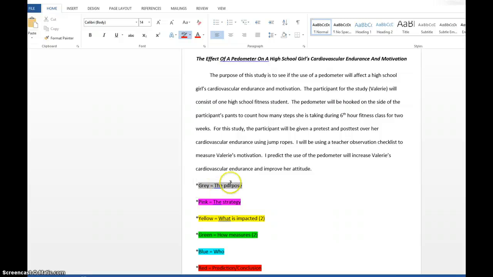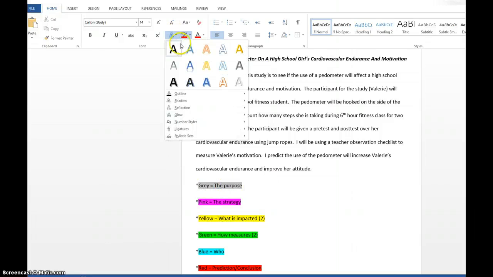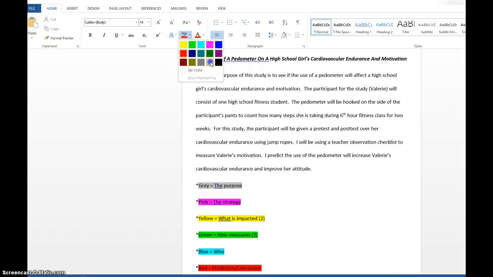All right, the first thing we want to find is the purpose, and we want to highlight it gray. I like theirs already because I notice it's very explicitly stated and it's the first sentence. It's not implied. The next thing we're going to find is the strategy. What is the new thing that they tried? All right, and the strategy in this example is the pedometer.